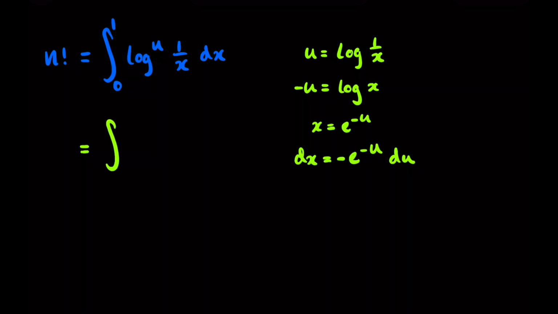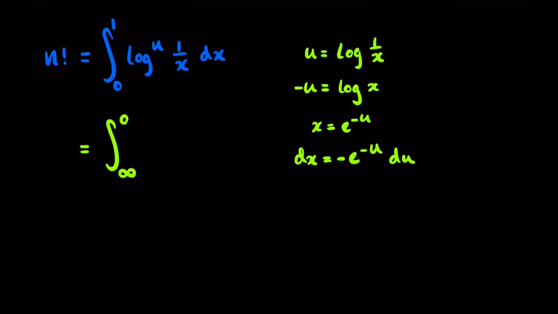We have to evaluate the new bounds. When x is 0, we have log of x equal to negative infinity, and so negative u is equal to negative infinity. Therefore, u is just equal to infinity, so this bound would be infinity. And when x is equal to 1, log of 1 is just 0, and therefore negative u equals 0 and u equals 0. So our upper bound would be 0.